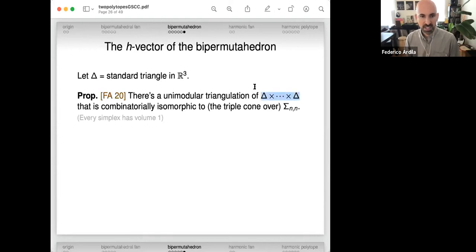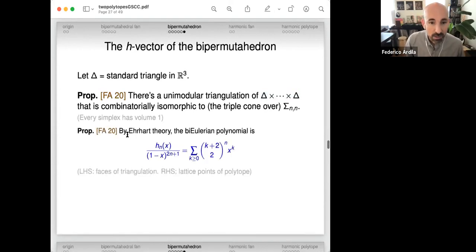The nice thing about that is that there is a connection with Ehrhart theory here, which tells you the following: when you have a unimodular triangulation like this, then the H numbers of your triangulation are related to counting lattice points in your polytope. If you have ever done Ehrhart theory, this is the Ehrhart polynomial, and this is the thing that we're trying to compute.